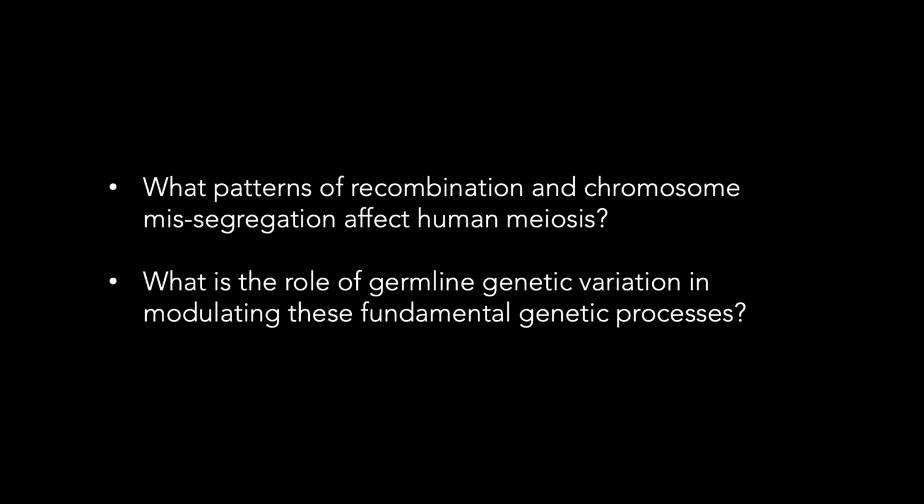Okay, so a couple of the questions that we wanted to use these data to address are, again, very basic questions. What patterns of recombination and chromosome mis-segregation are impacting meiosis? And then what's the role of germline genetic variation, inherited variation in the maternal and potentially paternal genome, in modulating these processes of recombination and chromosome segregation?